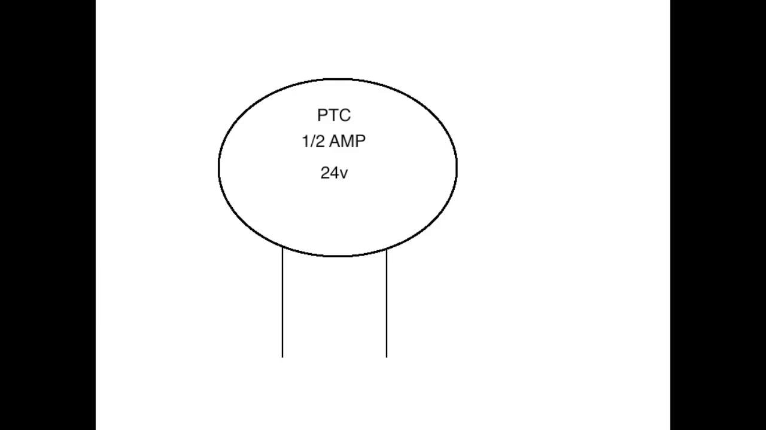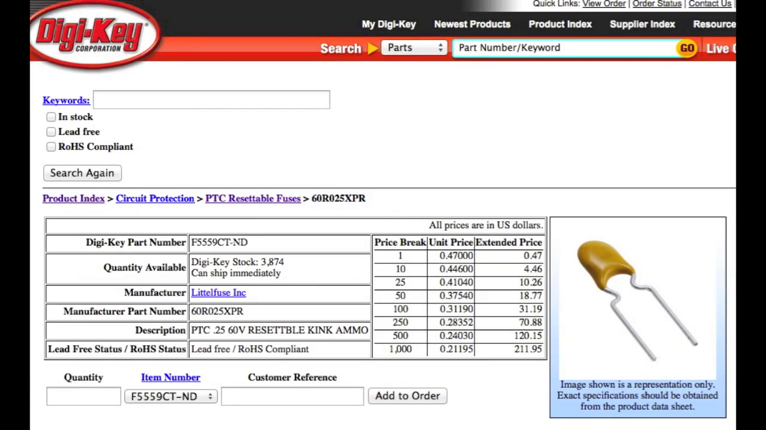PTCs are reusable just like circuit breakers. That is, when the fault is removed, they can be reset and used again. In fact, they actually reset themselves. As you can see, a PTC is about the size of your average ceramic resistor, and they're not that much more expensive than traditional fuses. And here's how it works.